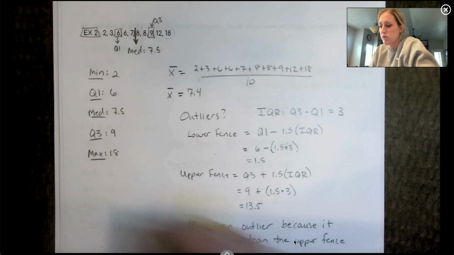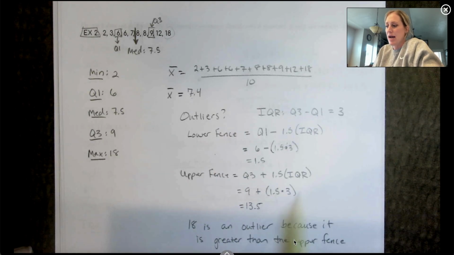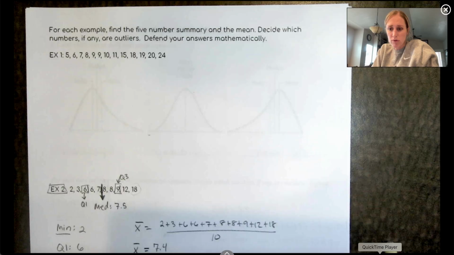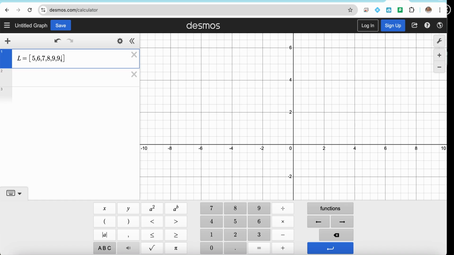Okay, so we did everything we were asked. We found our 5-number summary, the mean. We determined whether there are outliers. This would be the math to defend our answer. Okay? All right, so we're going to do number 1. We're going to do the same exact thing, you guys, but I'm going to use Desmos to help me out. So remember, when I use Desmos, I need L equals, and then I'm just going to enter my list. So we've got 5, 6, 7, 8, 9, 9, 10, 11, 15, 18, 19, 20, 24.